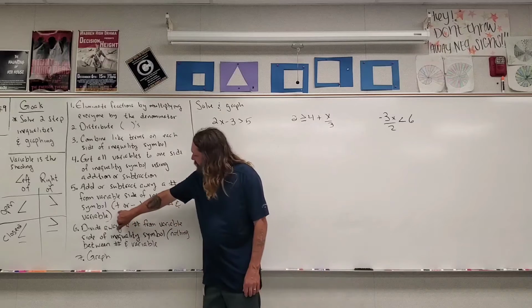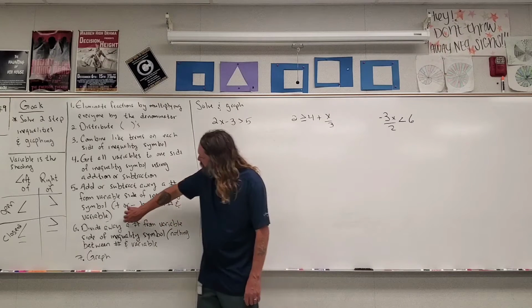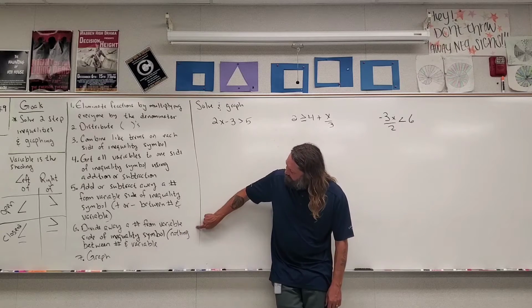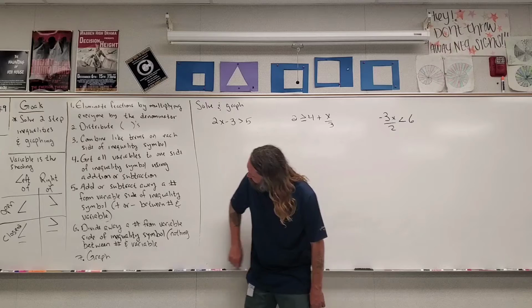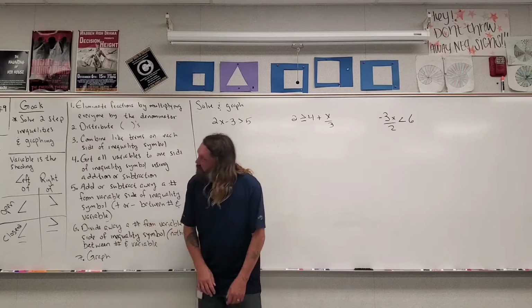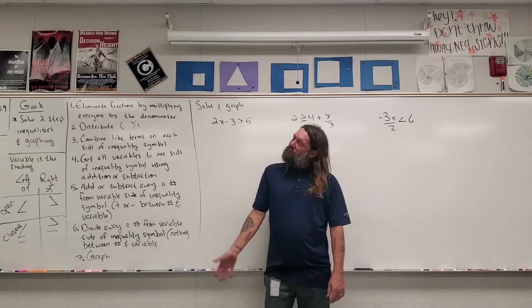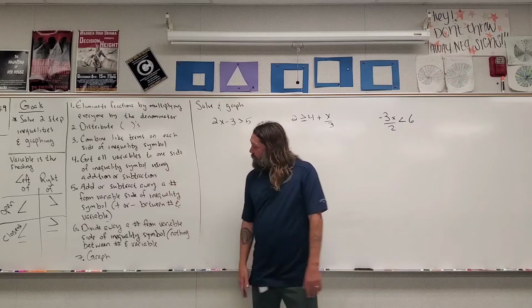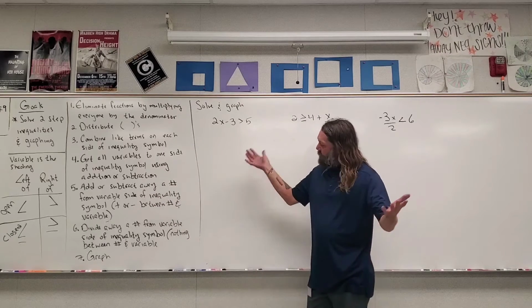Step 5, we're going to add or subtract away a number from the variable side of the inequality symbol. That means that if I have a plus or a minus between the number and the variable, I do step 5. Step 6, divide away a number from the variable side of the inequality symbol. Nothing between the number and the variable. And step 7, graph. So if we follow these steps, we should be able to solve any inequality, and if we change inequality symbols for equal signs, any equation.